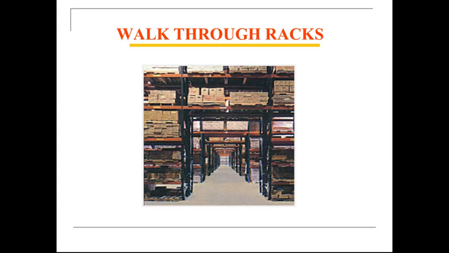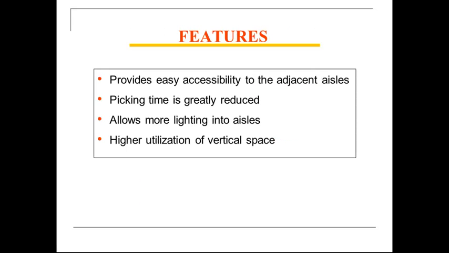So this is a walk-through rack. You'll see you have an aisle in between, so you can move through them, and also in a parallel fashion. And you can store items in a lot of different places. So this gives you a lot of space. So it provides easy accessibility to adjacent aisles. Picking time is greatly reduced. Allows more lighting into aisles and has higher utilization of the vertical space.